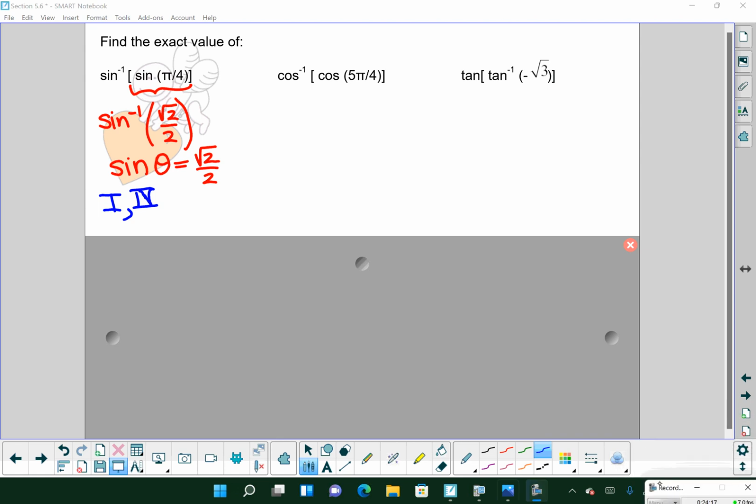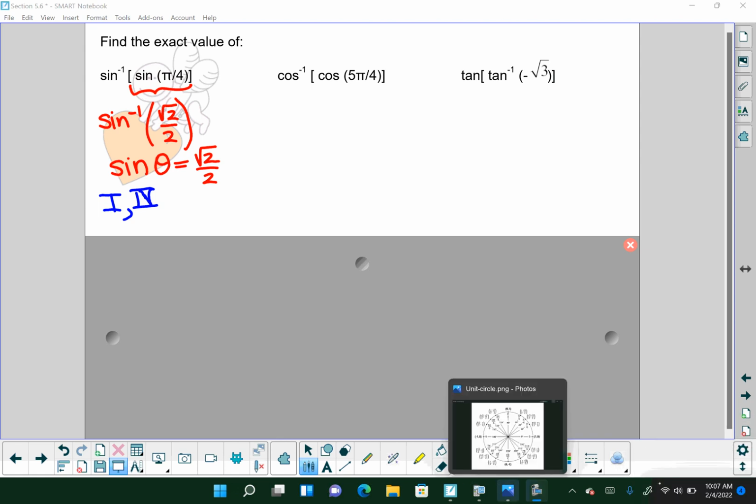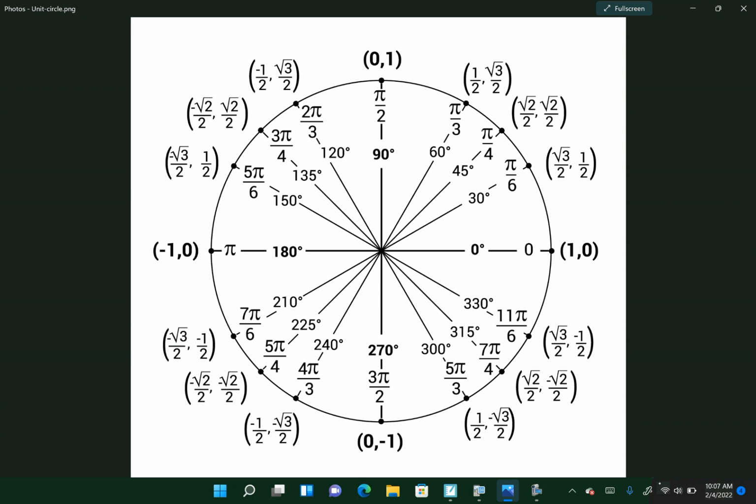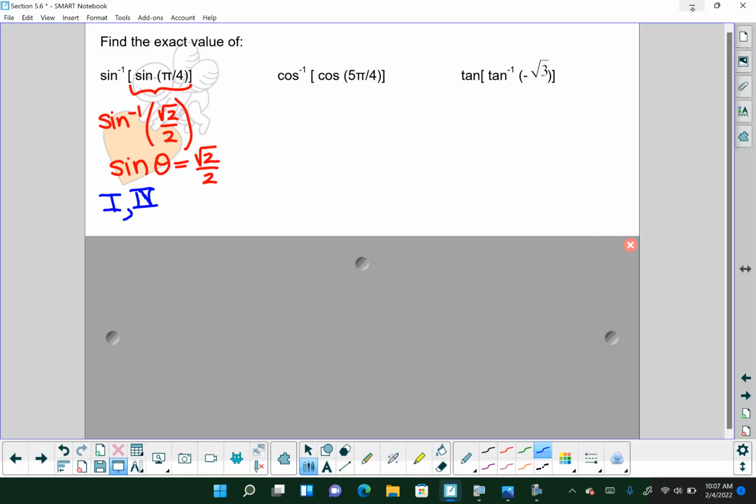So now let's look at our unit circle to see if we can figure out where that's happening. In quadrant 1, where do I have a sine of rad 2 over 2? And my answer is pi over 4. So that is the final answer to this. And notice I started with radians, so I'm going to end my answer with radians as well. We're going to stay with that same format throughout. So this one, you can see that inverse sine and sine pretty much canceled each other out. So let's try another one.